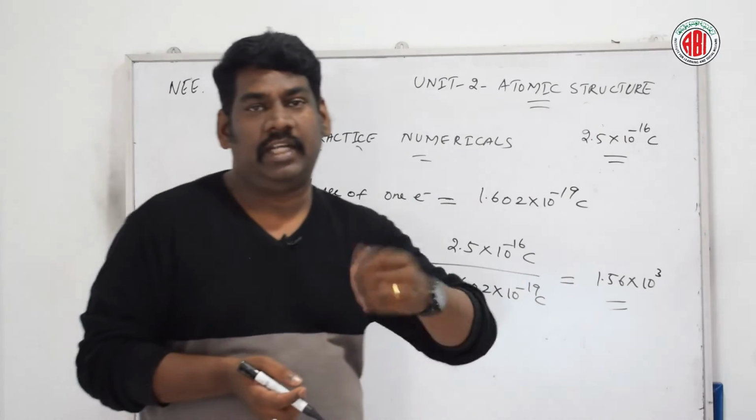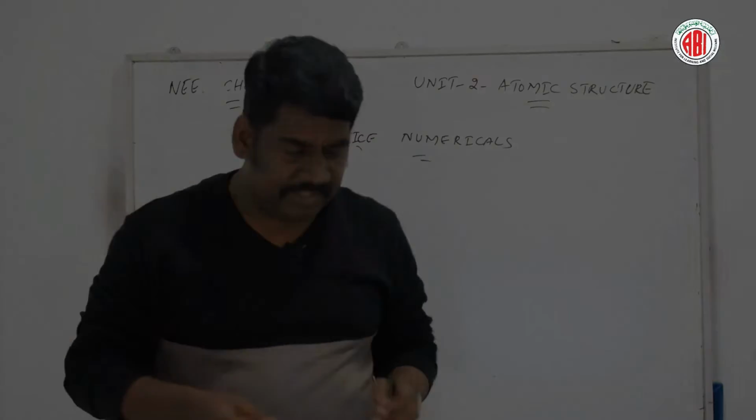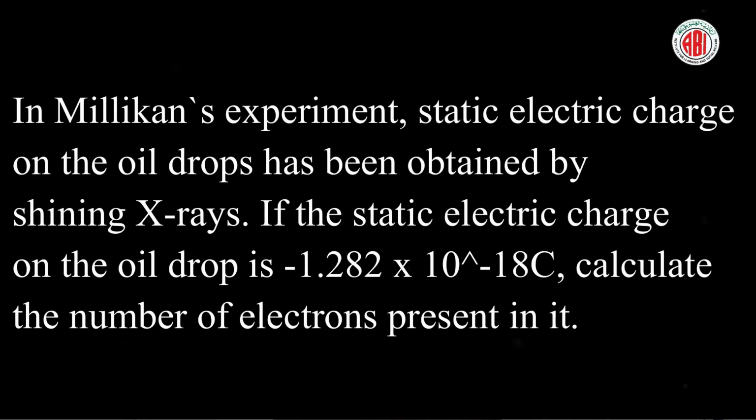Now let us go for the next question. Look at this next question, guys. In Millikan's experiment, static electric charge on the oil drops has been obtained by shining X-rays. If the static electric charge on the oil drop is minus 1.282 into 10 to the power of minus 18 coulomb, calculate the number of electrons present in it.